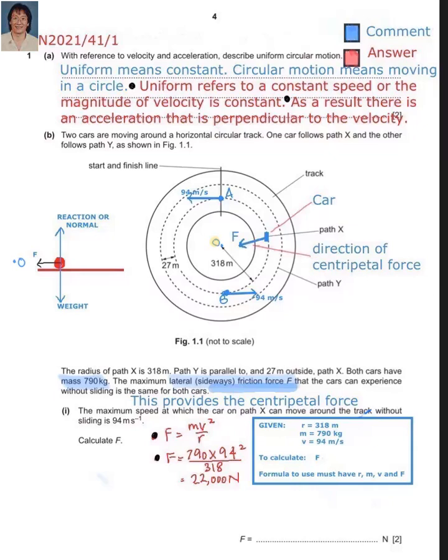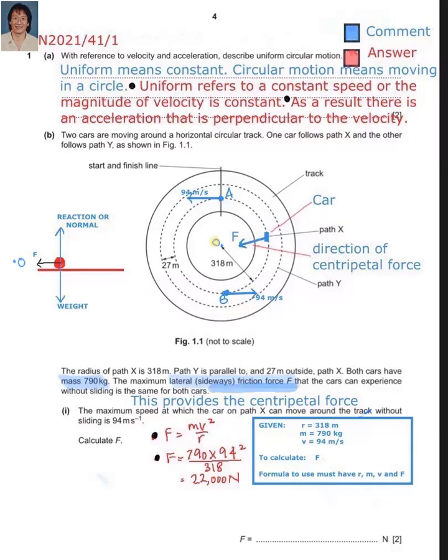This change in velocity causes the object to have an acceleration. The acceleration is known as centripetal acceleration. It is always directed towards O, or you can say that the centripetal acceleration is perpendicular to the velocity. So the answer for this question is written in red here.